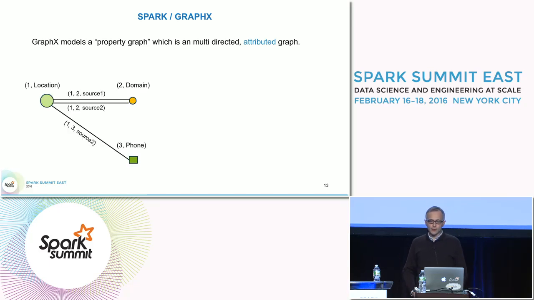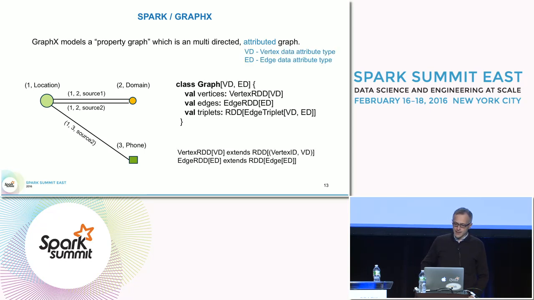This shows a very simple graph that has 3 vertices, a location, a domain, and a phone vertex, and 3 edges or relationships linking those vertices. You can see here that multi-directed is used, as we have 2 edges linking location and domain, allowing us to show that 2 sources provide the same website link. Let's now look at how GraphX models that information.